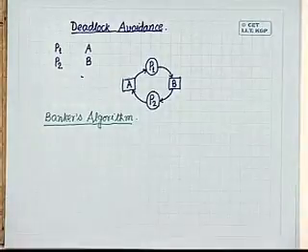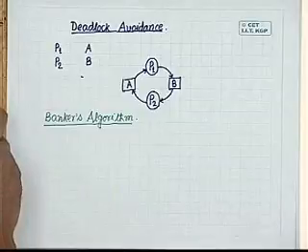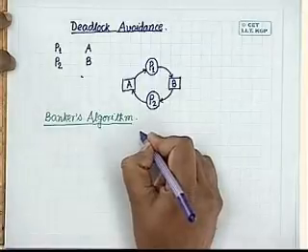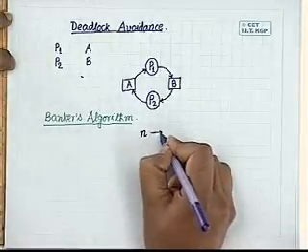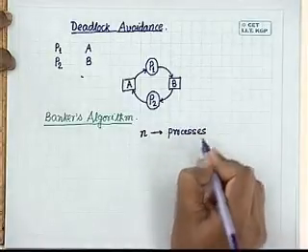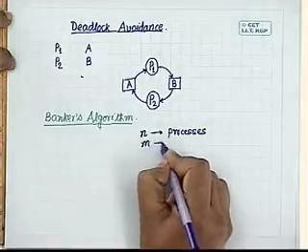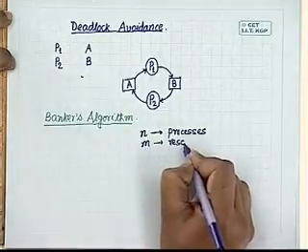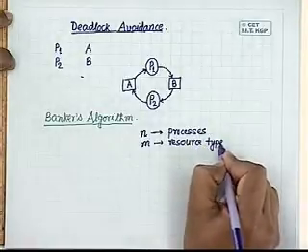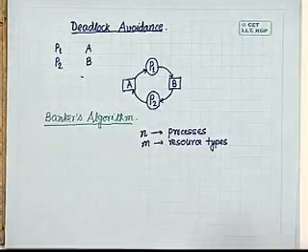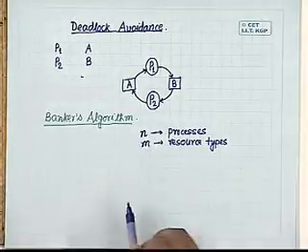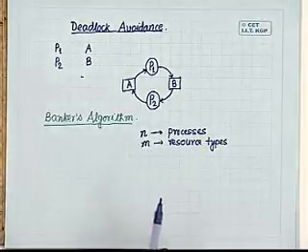Now, this algorithm makes use of a number of data structures. We assume that there are n number of processes in the system, and m number of resource types. And as we have said, every resource type can have a number of identical instances of that resource type. So, there are n number of processes and m number of resource types.